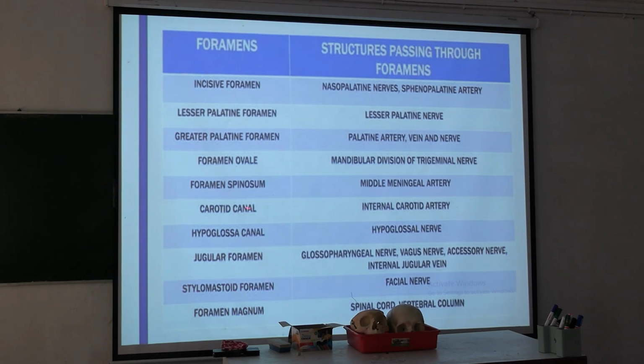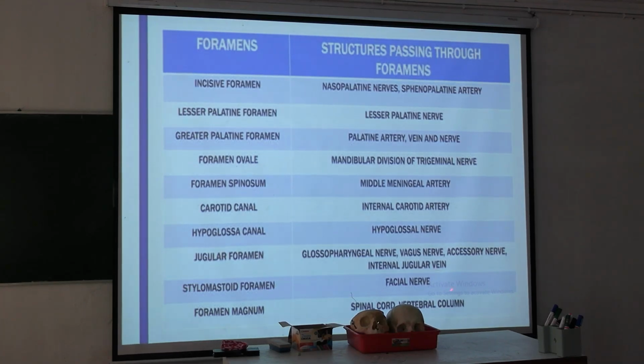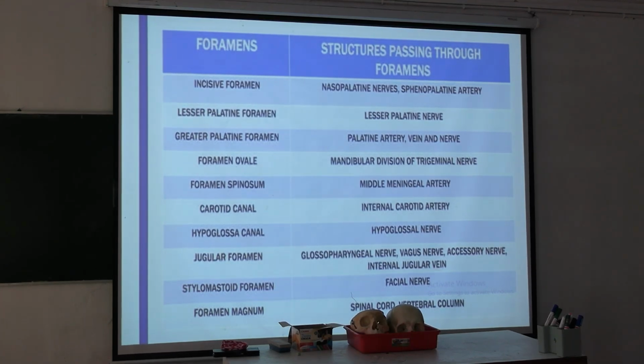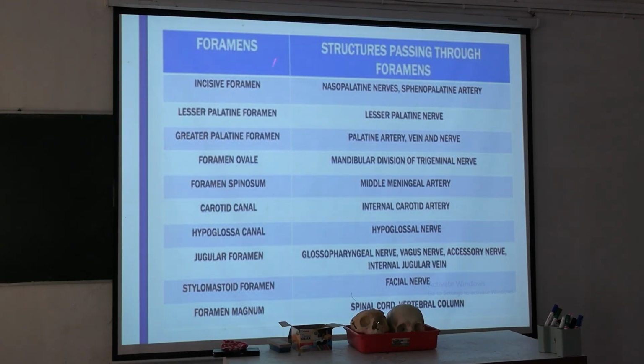The carotid canal gives passage to the internal carotid artery. The hypoglossal canal, the hypoglossal nerve. The jugular foramen, the 9th, 10th, and 11th cranial nerves, glossopharyngeal, vagus, and accessory, and the internal jugular vein. Next is the stylomastoid foramen, the facial nerve, and the foramen magnum, the spinal cord and vertebral column. So these are the structures passing through different foramina in this view.